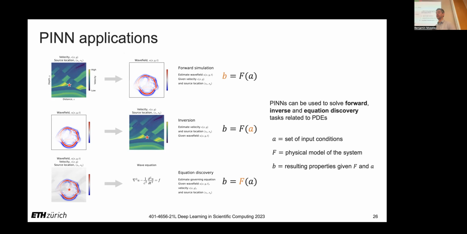And so it turns out PINNs can actually be used for all of these different tasks. And at the moment, we've only covered this first task, which is this forward simulation.